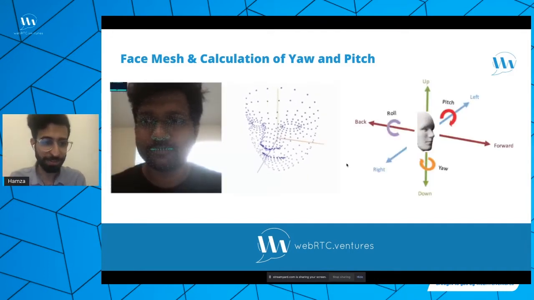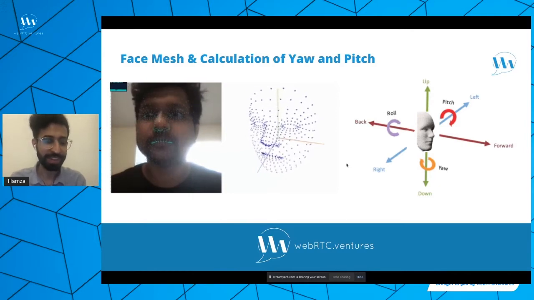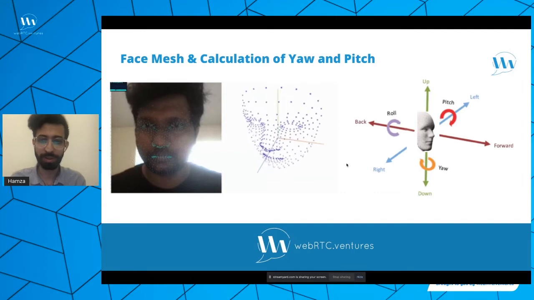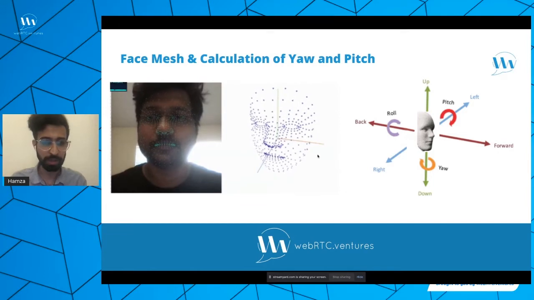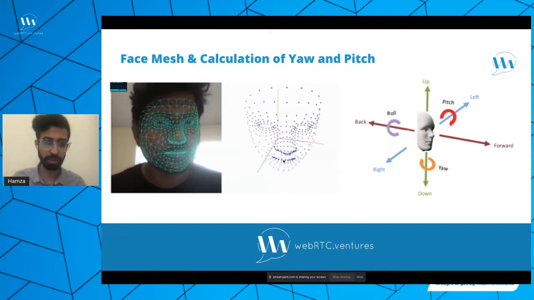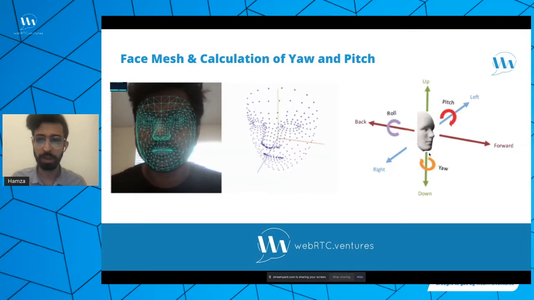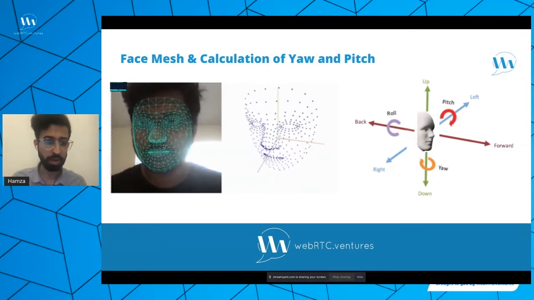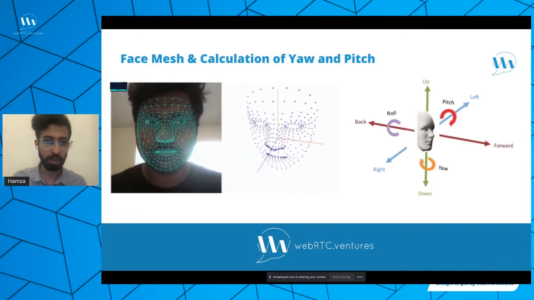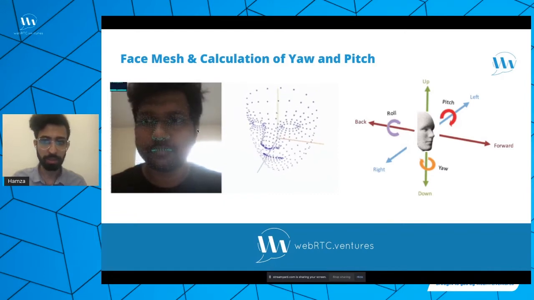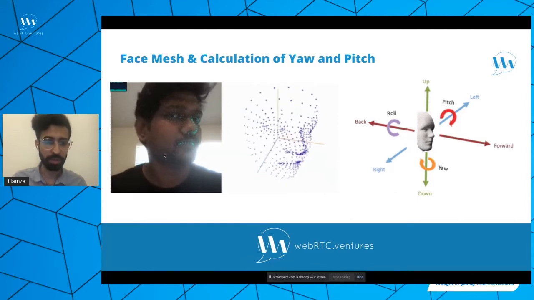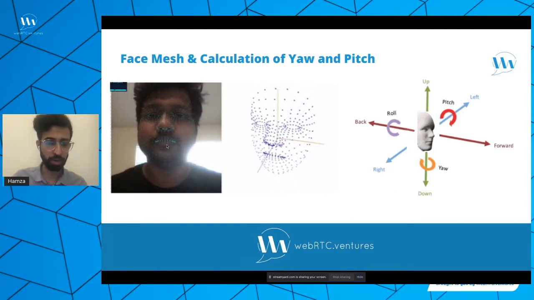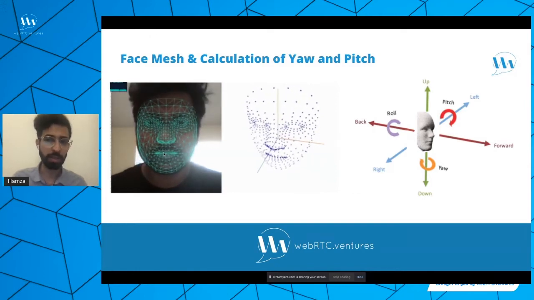This GIF was generously given to me by one of my colleagues who worked with me on this. As you can see, these are the data points that this library creates based on your face. Right now you can see the yaw, and now this is the pitch, so up and down. And if he rotates his face clockwise or anti-clockwise, that's going to be the roll.